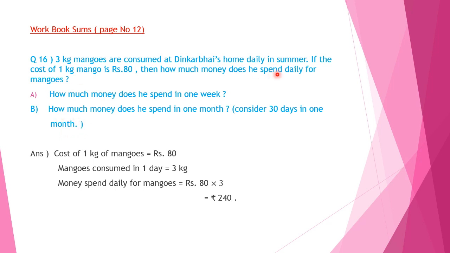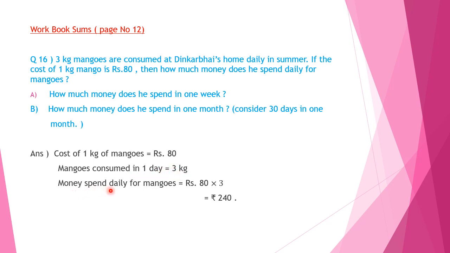Question is clear. So in summer season, Dinagar's home consumes 3 kg mangoes and cost of 1 kg mango is rupees 80. Then you have to find how much money they spend daily for mangoes, how much money they spend in 1 week, and how much money they spend in 1 month. Question is clear. Now, cost of 1 kg of mangoes is given, rupees 80, and how much mango they consume in 1 day, that is 3 kg. So mangoes consumed in 1 day is equal to 3 kg.